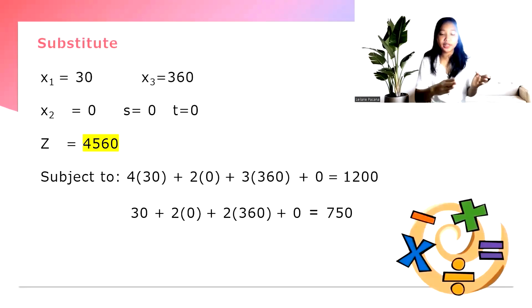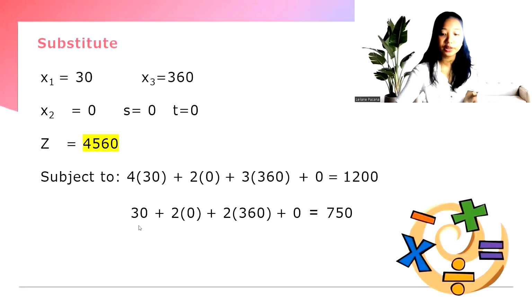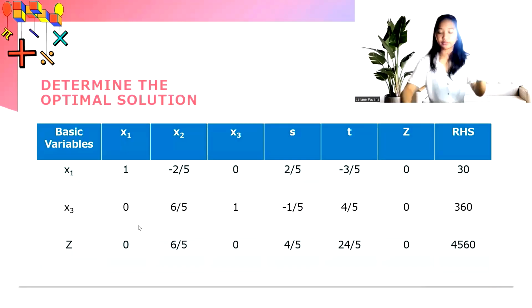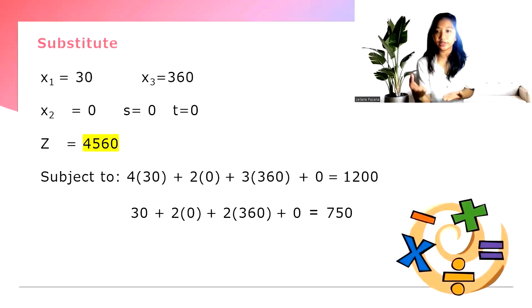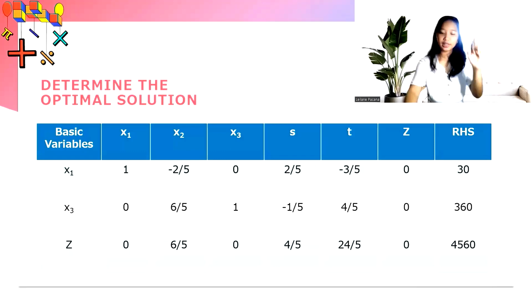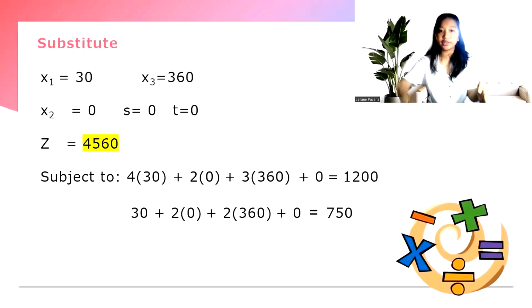So our x sub 1, as you can observe, is equal to 30. Our x sub 2, we don't have x sub 2 here in our basic variables, so that is equal to 0. Our x sub 3 is equal to 360. Our two slack variables, we don't have s and t here in our basic variable column, so that's 0. And our z is 4,560. So we have to substitute it.